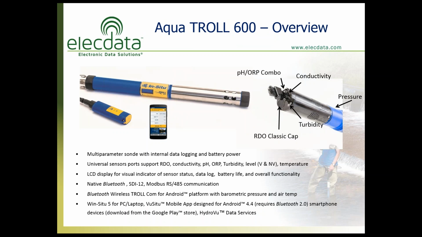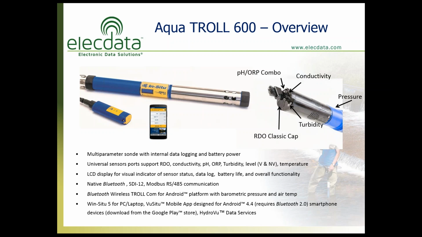First of all, we'll give you a look at the sonde. The multi-parameter AquaTroll 600 has internal data logging and battery power. It has universal sensor ports that support optical dissolved oxygen, conductivity, pH, ORP, sometimes called redox, turbidity, water level, and temperature, and there's also a barometric pressure sensor built into every single one of the probes.